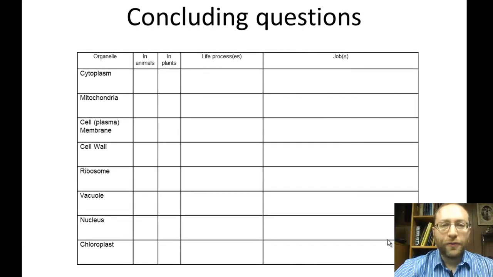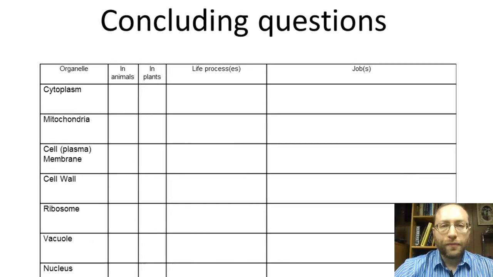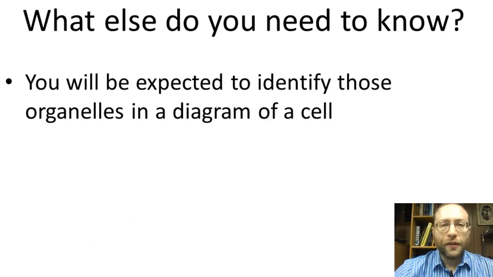Now, here I'm starting off with the ending. These are the concluding questions, and you should have picked this up in class today. If you didn't, it is available on Jupyter Grades. You just have to download it. I expect you to have this all filled out, and that's what you're going to be handing in to class tomorrow. You should have two copies of this. One you're going to keep for your notes, and the other you're going to hand in to me. What else do you need to know besides what's in that chart? You also need to be able to identify these organelles in a diagram of a cell.